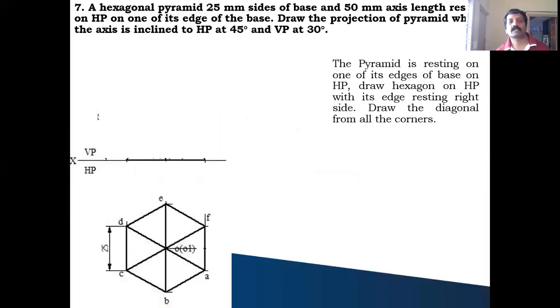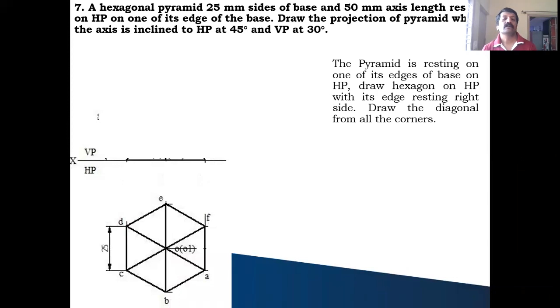So, hexagon pyramid. It says a hexagon pyramid of 25 millimeter base side and 60 millimeter axis length rests on HP on one of its edges of base. Draw the projection of the pyramid when the axis is inclined to HP at 45 degree and VP at 30 degree. Here both the inclinations whatever he has given are true inclinations. For the inclination with respect to VP, I need to take the locus for this.